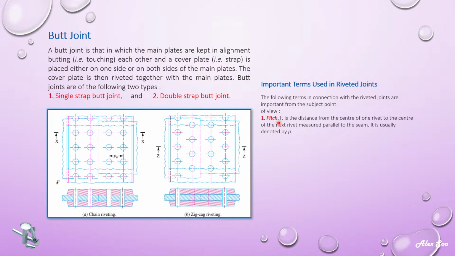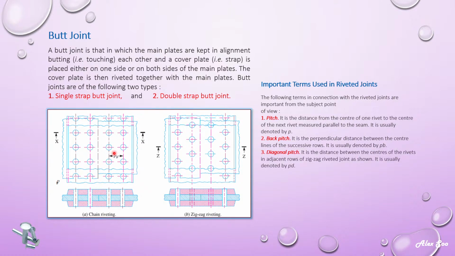I repeat once more what is meant by pitch. It is the distance from the center of one rivet to the center of the next rivet, measured parallel to the seam, and it is usually denoted as P. The vertical distance here. Now, if you refer to the horizontal distance between the center of one rivet and the center of the next rivet, we also call it pitch, but we call it the back pitch.